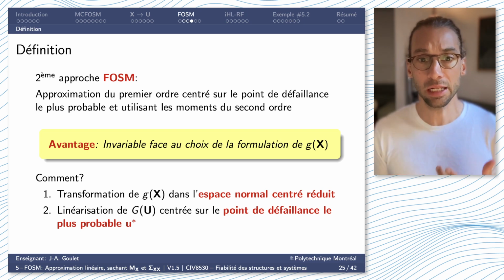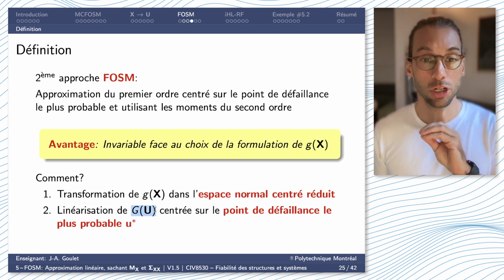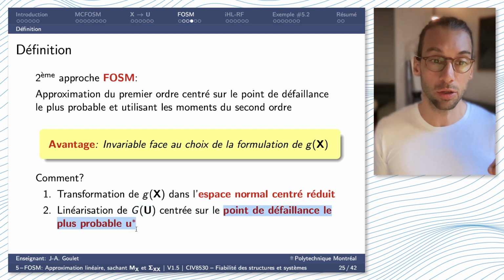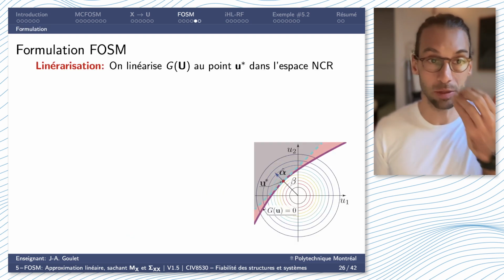Then we're going to linearize the limit state function defined in the standard normal space. We're going to make that linearization not at the origin, but at the most likely failure point U star. And this is what we're going to call our design point.